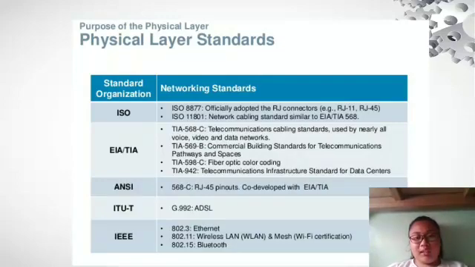ITU-T's network standard is G.992, or the ADSL. IEEE 802.3 is the Ethernet. 802.11 is the wireless LAN or WLAN and mesh, or Wi-Fi certification. 802.15 is the Bluetooth.